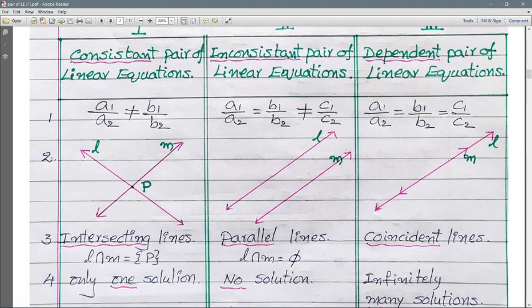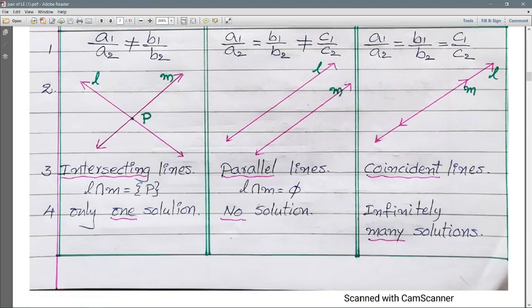Next point, inconsistent pair of linear equations. Here a1 by a2 is equal to b1 by b2 but not c1 by c2. These lines L and M are parallel to each other. So L intersection M is equal to the empty set. There is no common point to these two lines. So here it has no solution.